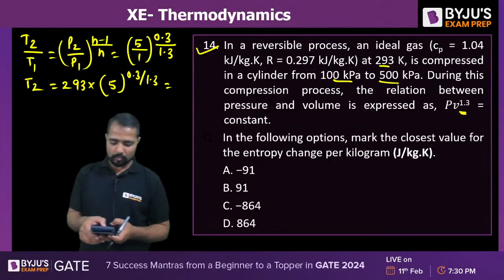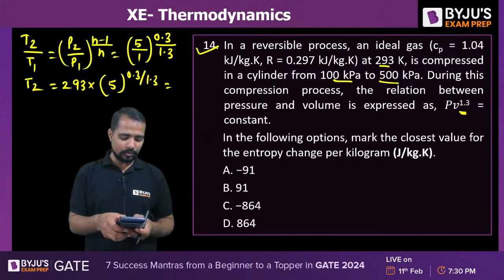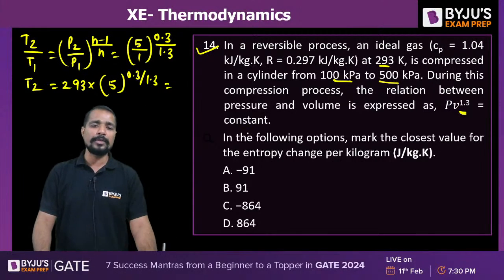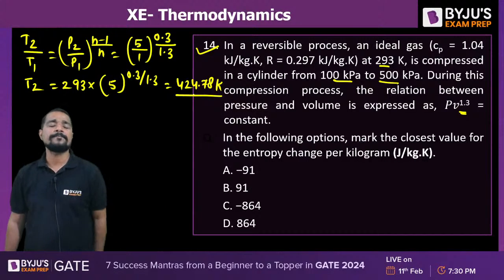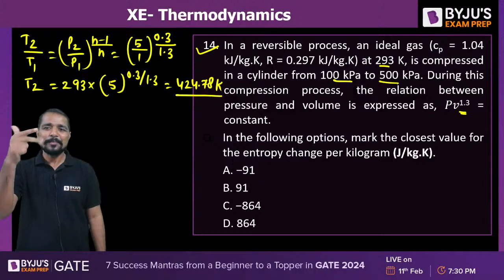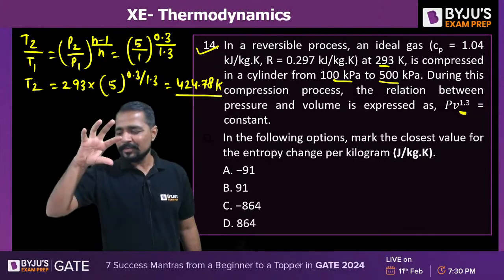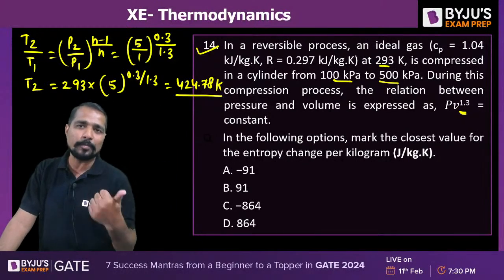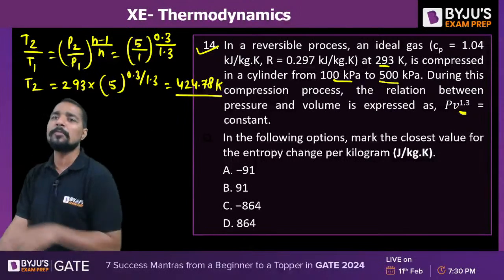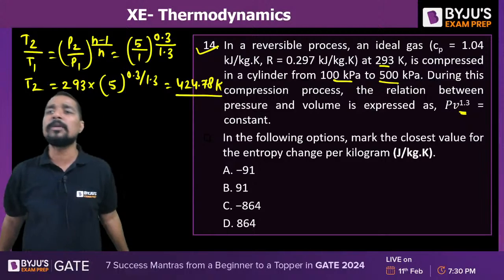T2 will be equal to 293 multiplied by 5 raised to 0.3 divided by 1.3. The answer is 424.78 Kelvin. T1, T2 known, P1, P2 known. Are we not able to find the change of entropy? There are three basic formulas to find the change of entropy: the problem of a pure substance, the problem of an ideal gas, or the problem of source and sink. Definitely it is the problem of an ideal gas.